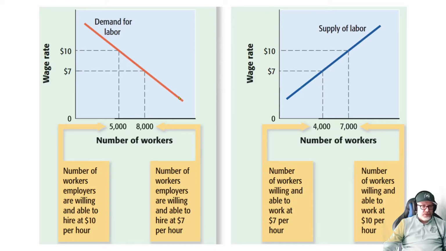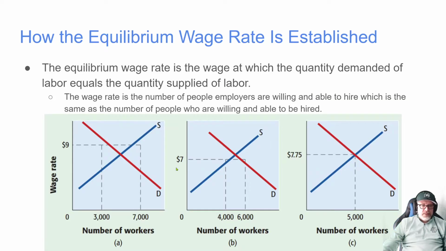So demand is just like it was before in chapter 3. Supply is just like it was in, I'm sorry, that was chapter 4. This is chapter 5. And then this is chapter 6, where you add the supply and demand together.